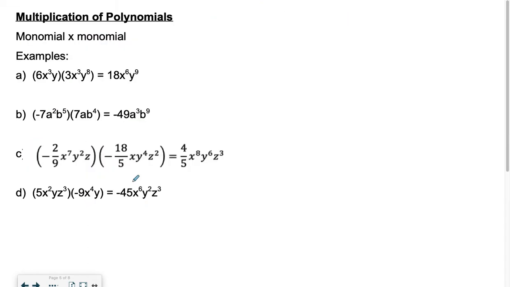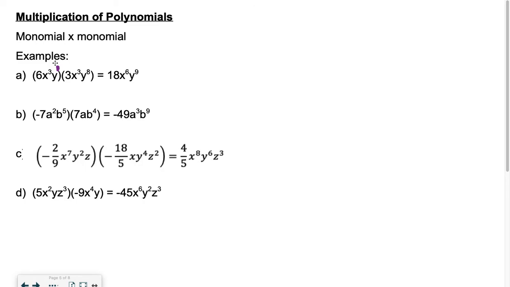Last operation is multiplication. So when you have a monomial times a monomial, these were already taught to you. These were in the exponent rules. So remember, when you multiply bases that are the same, you add the exponents. So we have 6 times 3 is 18. X to the 3 times x to the 3 is x to the 6. And y to the 1 times, remember this is a 1 here, times y to the 8th is y to the 9th.